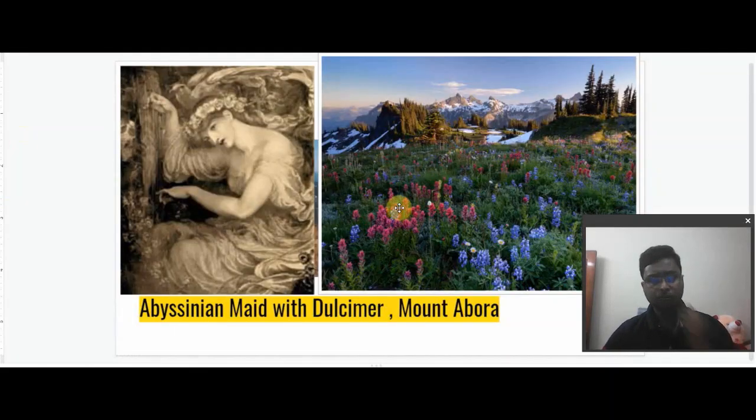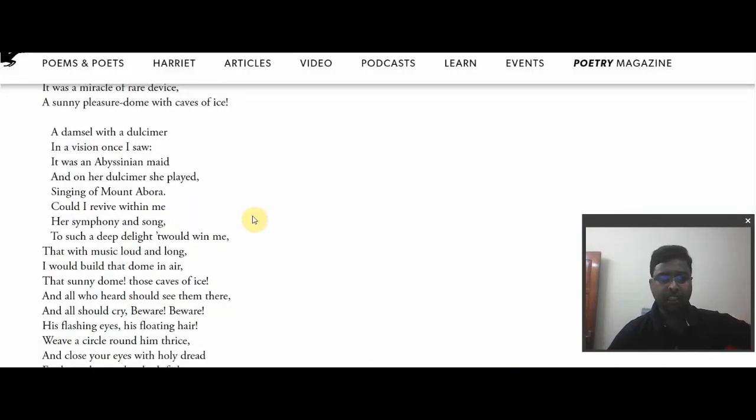Now, this vision of an Abyssinian maid with a dulcimer, playing upon the dulcimer, creating music. So the palace, the music, the mountains, the girl itself creates a vision which only a poet can compose. Now, if we notice the syntax and the tone of the text, a damsel with a dulcimer in a vision once I saw.